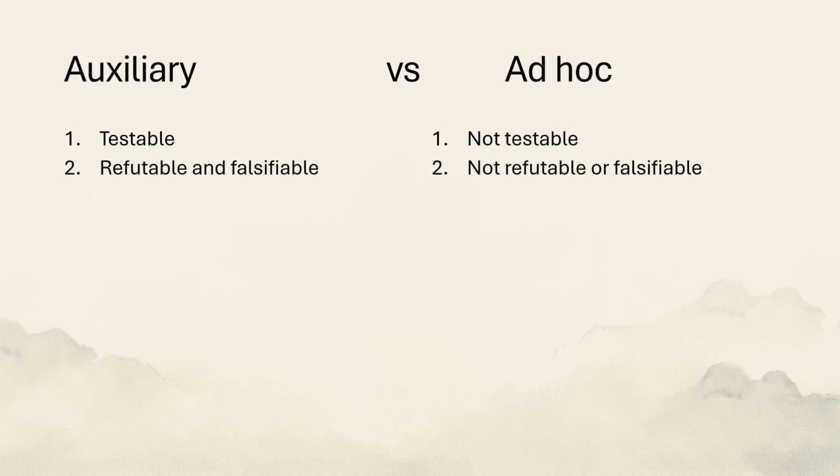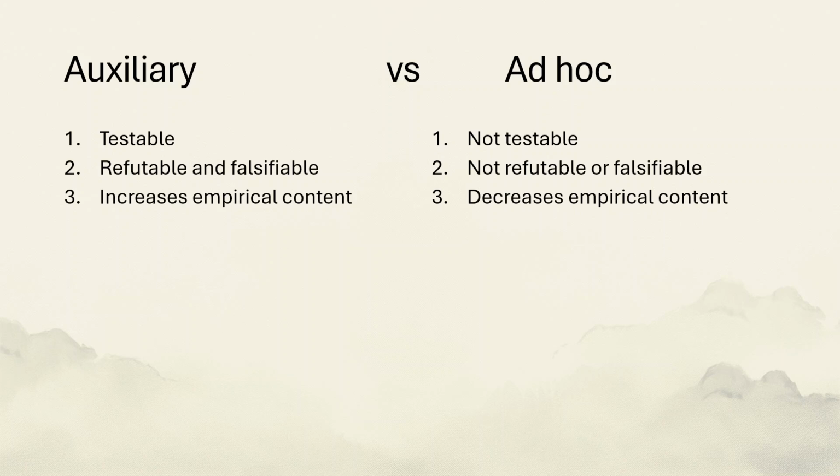That is not the case with ad hoc hypothesis. Neither refutable nor falsifiable. Auxiliary hypothesis increases the empirical content, the ad hoc hypothesis decreases the empirical content. Again, my video has already gone to like an hour, so I'm not going to elaborate on these points, at least in this video. But we are going to look at a lot of stuff, very exciting, interesting, humorous, sad, truthful and fake stuff, using these tools. So auxiliary hypothesis increases the empirical content, ad hoc hypothesis decreases the empirical content.